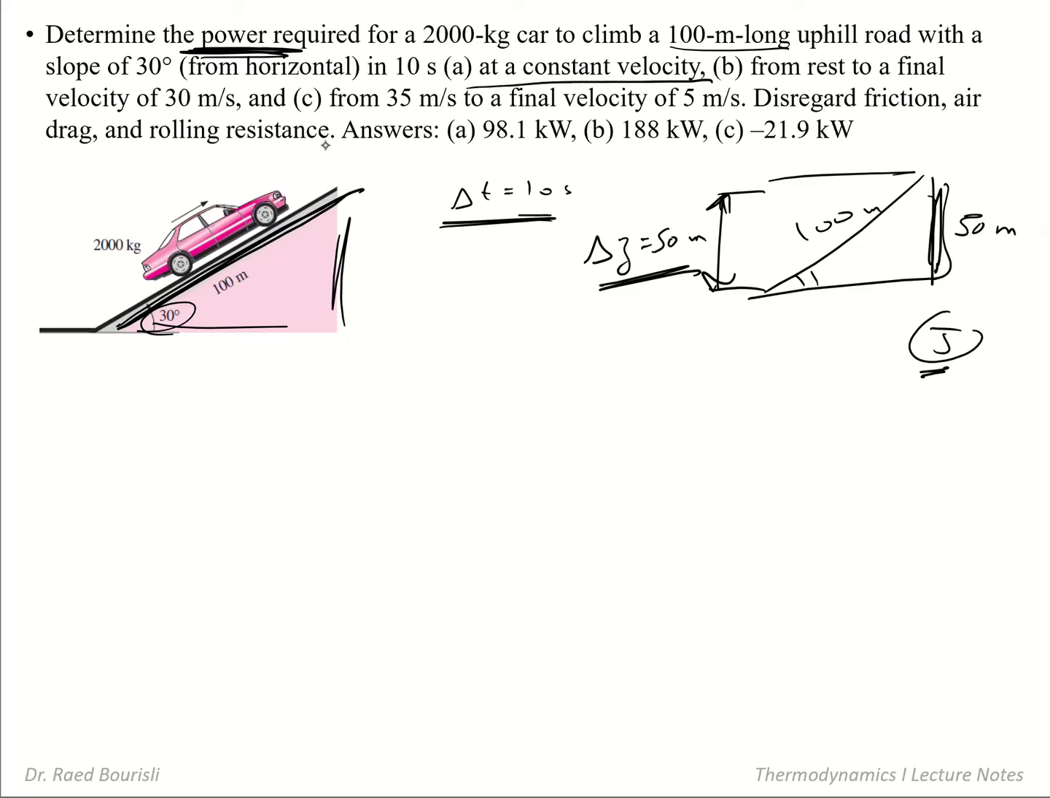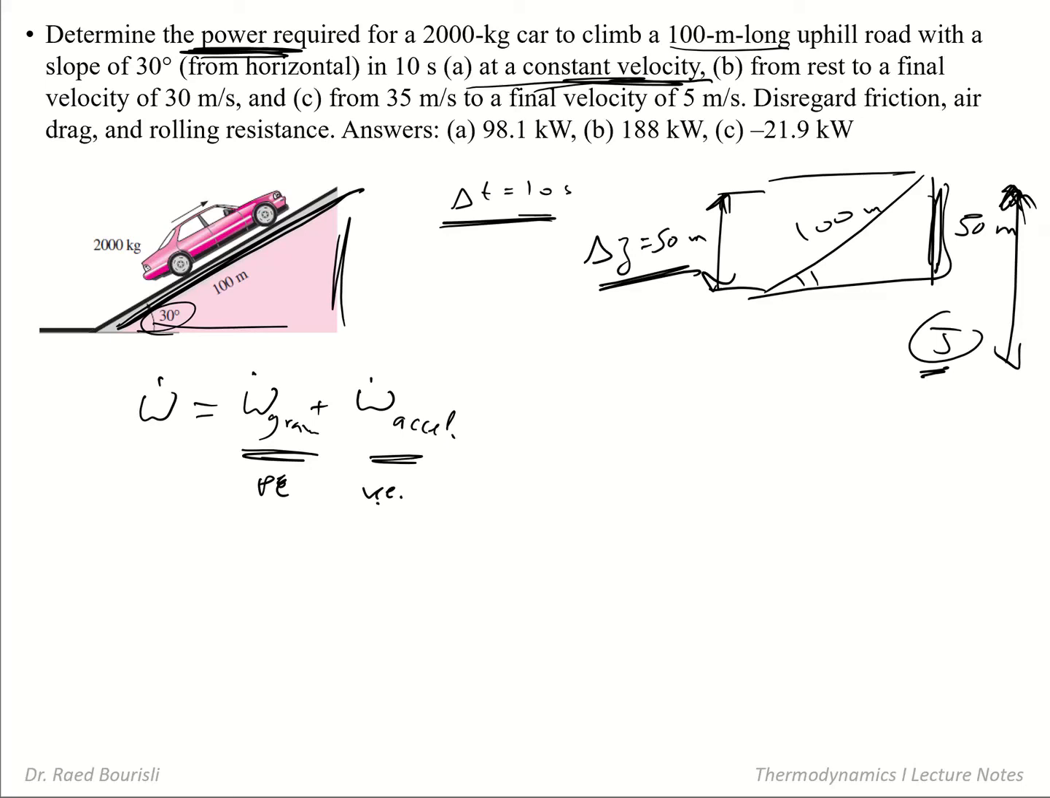At constant velocity, so when you have constant velocity, let's see what the contribution to this power is. Some contribution from the gravitational component, and some contribution from the kinetic energy, the acceleration. So this has to do with the potential energy, and this has to do with the kinetic energy contribution.